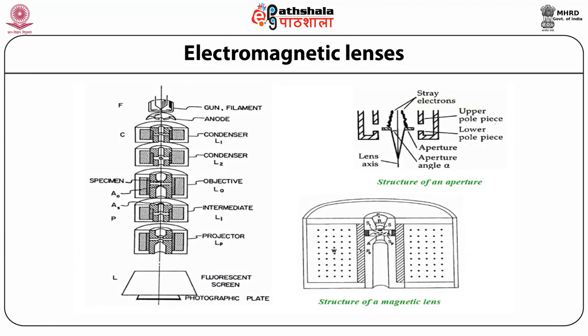I want to discuss how they look. The gun, the condenser lens L1, the condenser lens L2, the objective, intermediate lenses and projector lenses, and finally the fluorescent screen. The structure of magnetic lenses is shown on the right side, where a coil has been introduced so that we produce a strong magnetic field there, which is used as a magnetic lens.